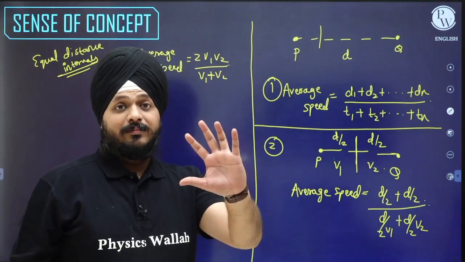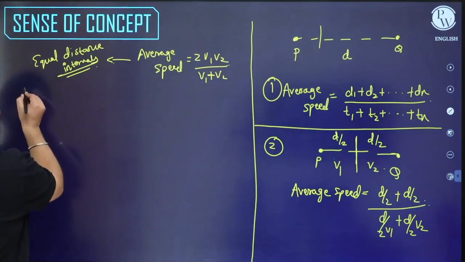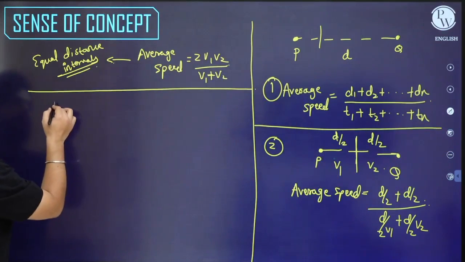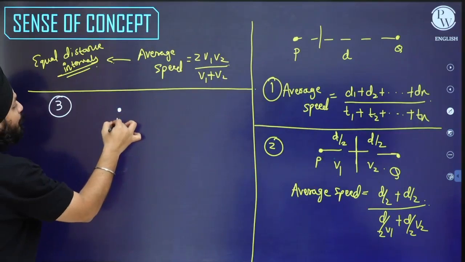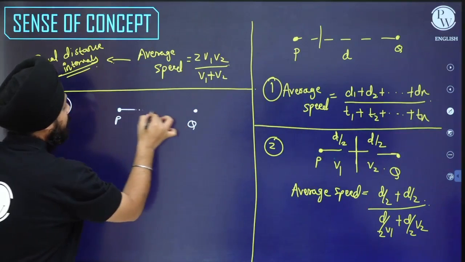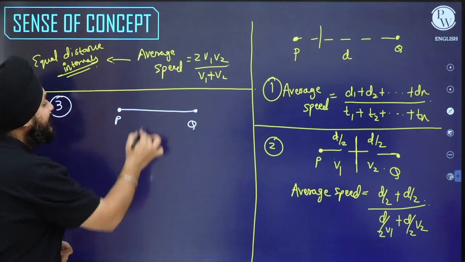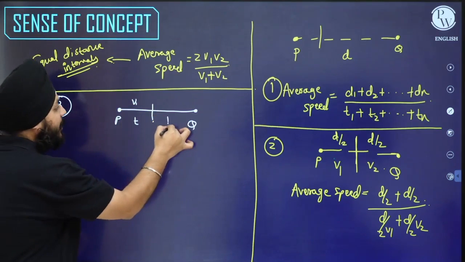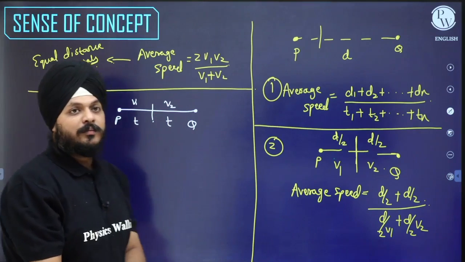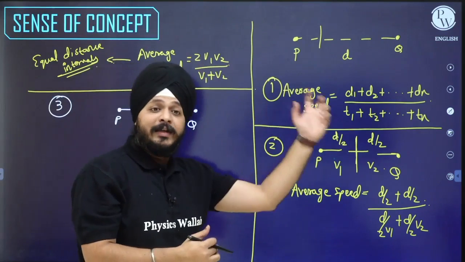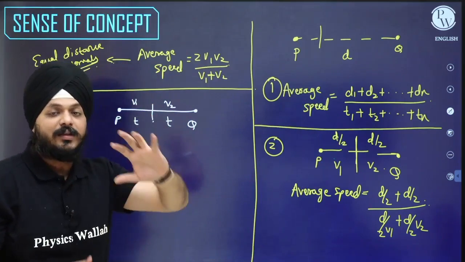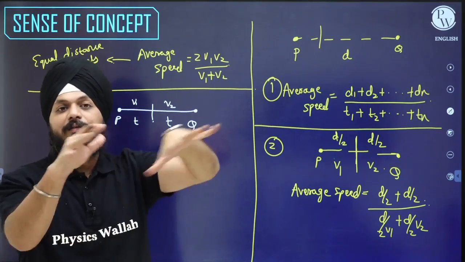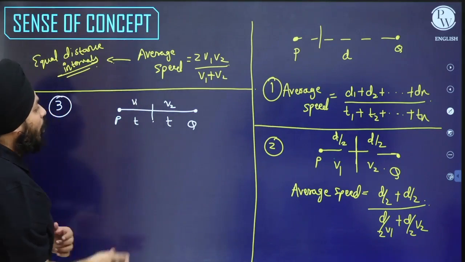Right. Now, another case. Let us take a very simple example. Suppose a particle is moving from P to Q. For T amount of time, it is moving with speed V1. For another T amount of time, it is moving with speed V2. In the previous case we were talking about equal distance intervals, but in this case, no information is given about how the entire path is broken. So in that case, what do we have to do?